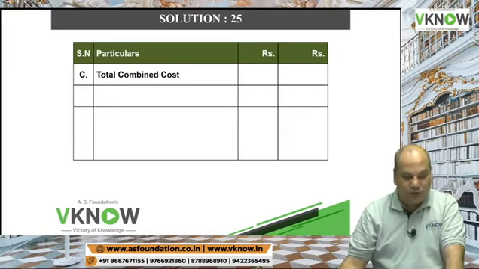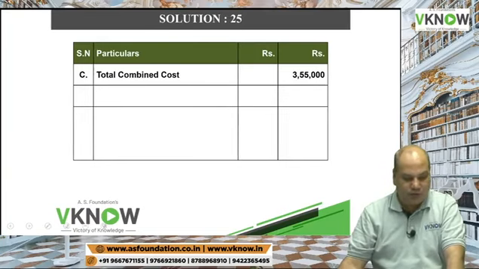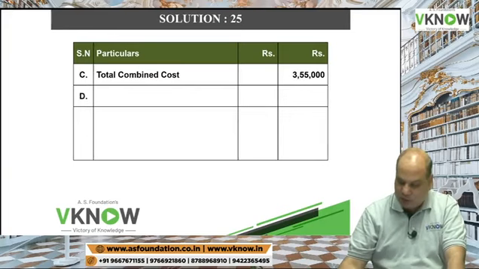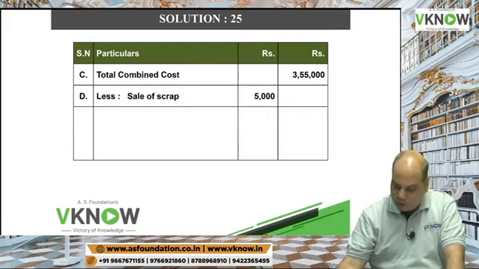Total combined cost, write down 3,55,000. Based on our revised data, it is 3,55,000. Less sale of scrap. Sale of scrap, make it 5,000 rupees.